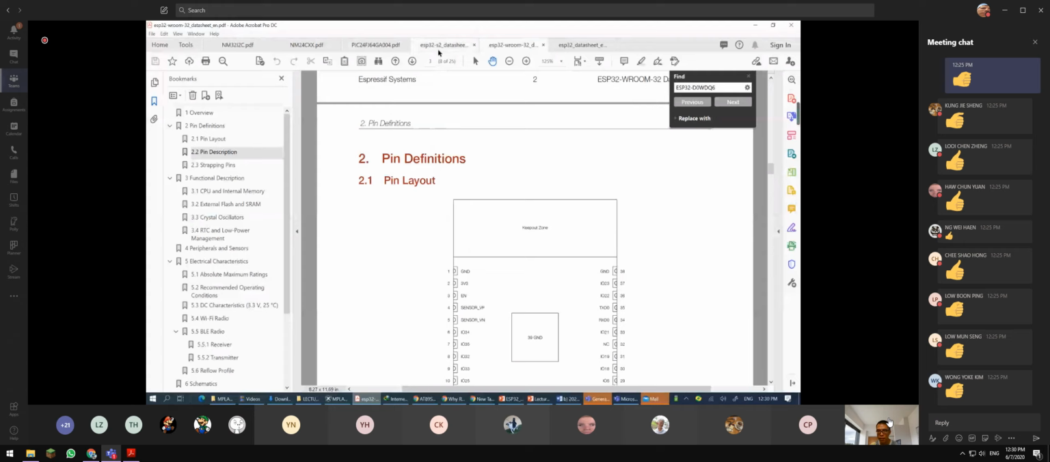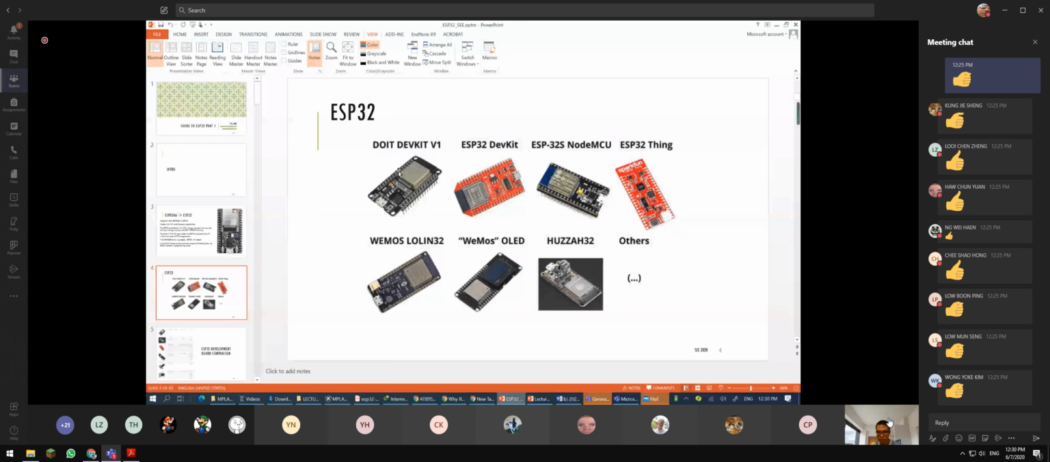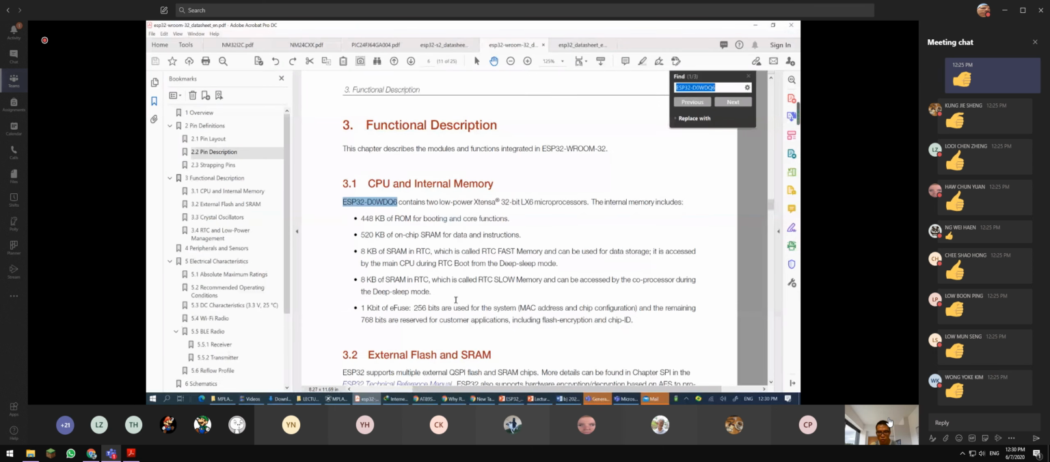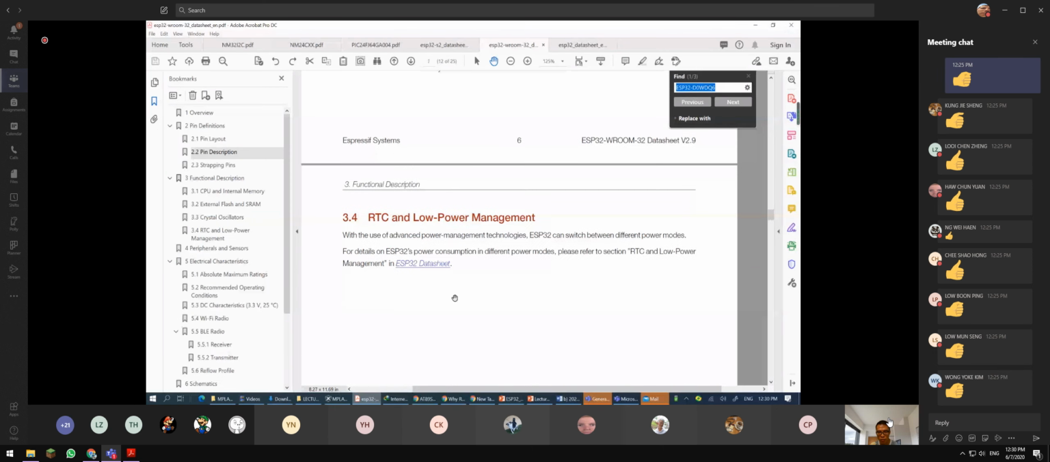Remember class, the microcontroller that is used is the ESP32 D0WQ6. So this is the microcontroller that is used under your ESP32 WROOM32. It's important for you to understand the microcontroller features, whether electrical characteristics or what features are given to you by this tiny microcontroller. This is very, very important.